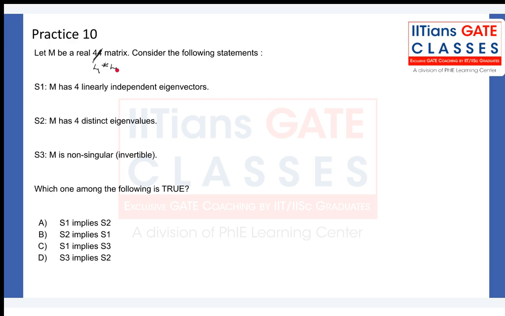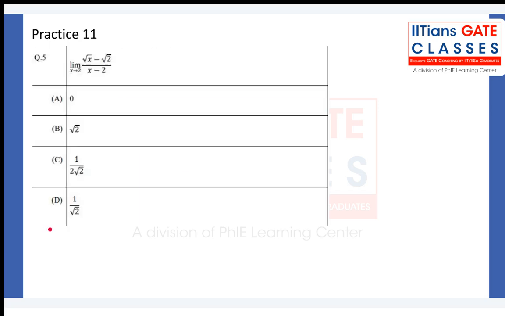So M can have four linearly independent eigenvectors, but it need not have four distinct eigenvalues. Only if it has four distinct eigenvalues can it be guaranteed to have four linearly independent eigenvectors. So option B is the right answer: S2 implies S1. Okay, this one is easy.